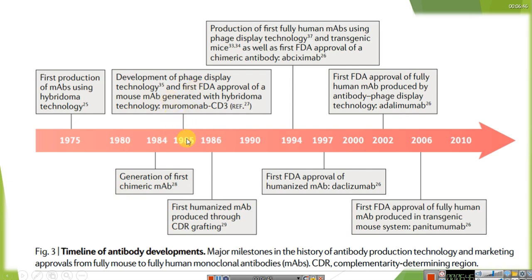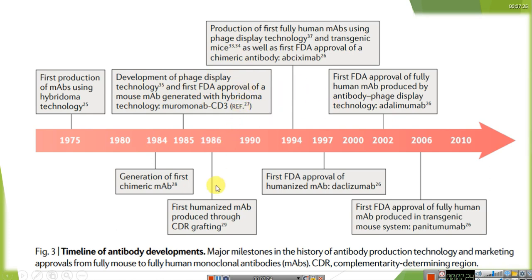And then a very important discovery, the development of phage display technology. Okay, an important technology was developed, and the first FDA approval of a mouse monoclonal antibody generated with the hybridoma technology came. That is nothing but Muromonab CD3. Okay, so phage display technology was one of the pioneering technologies for development of monoclonal antibodies without the help of any animal model. Okay.